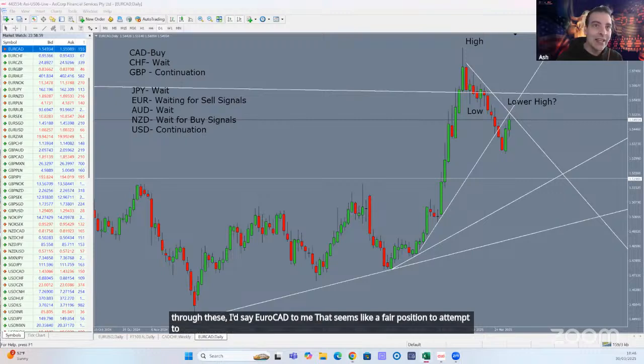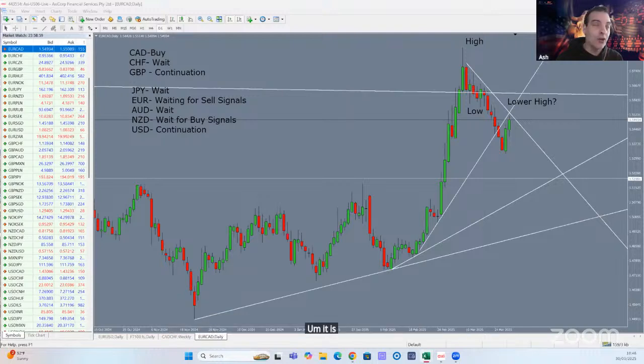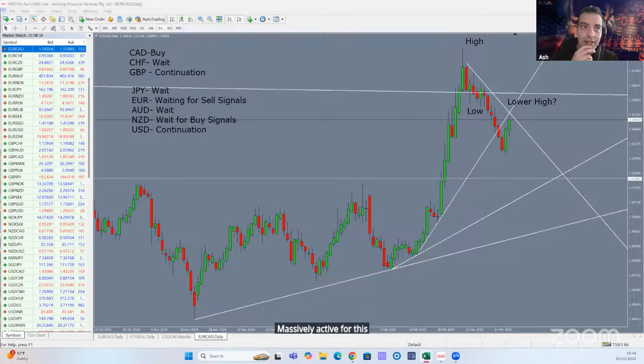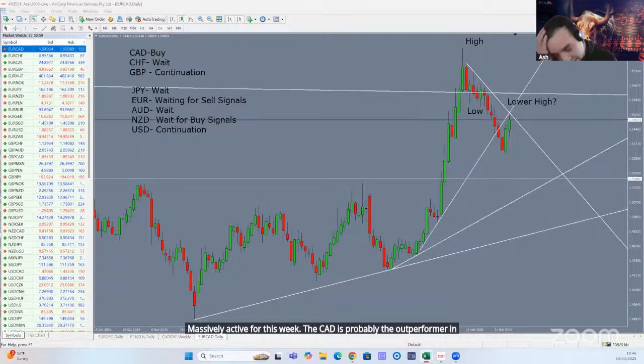Now, seasonally, the CAD is in a bit of a strong period. It only tends to be superseded by the Aussie and the pound. The Euro is kind of a middling performer. So the CAD does tend to outperform the Euro as well. Massively, actually, for this week. The CAD is probably the outperformer in the week coming up. But over the month, it's actually a pretty good performer as well.